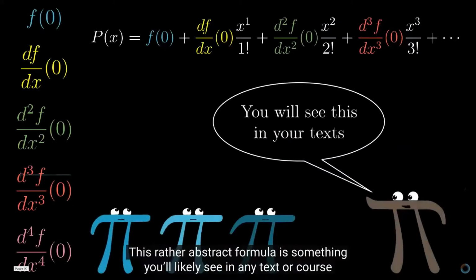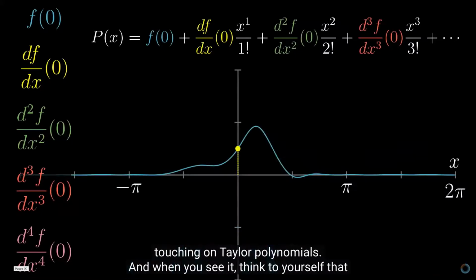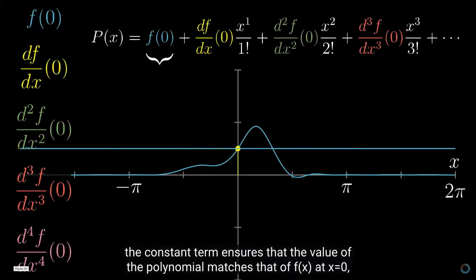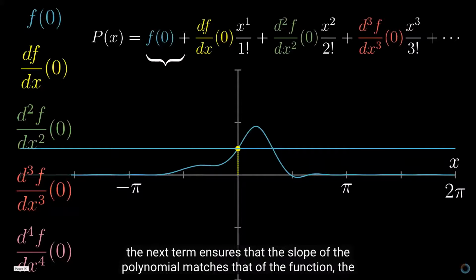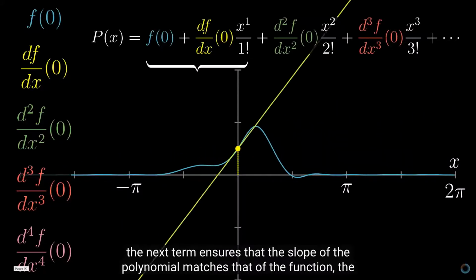And this whole rather abstract formula is something that you'll likely see in any text or any course that touches on Taylor polynomials. And when you see it, I want you to think to yourself that that constant term ensures that the value of the polynomial matches with the value of f. The next term ensures that the slope of the polynomial matches the slope of the function at x equals 0.